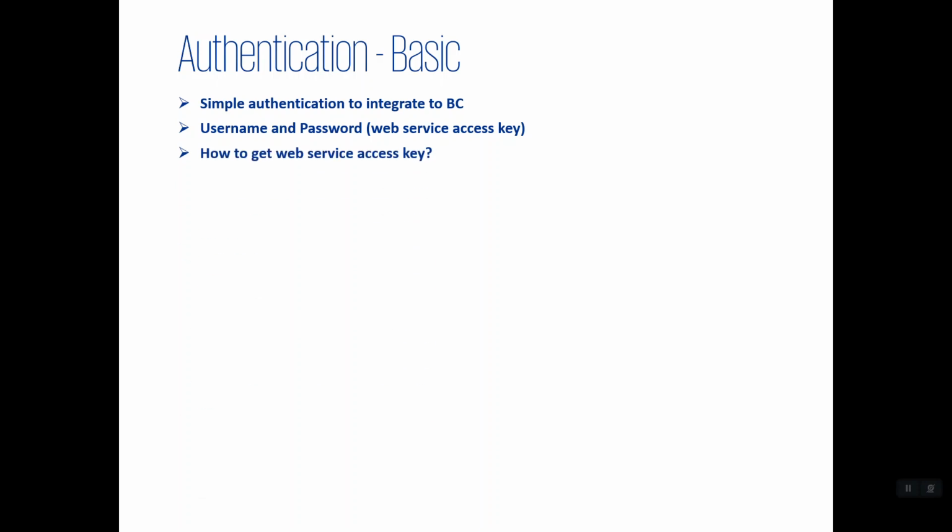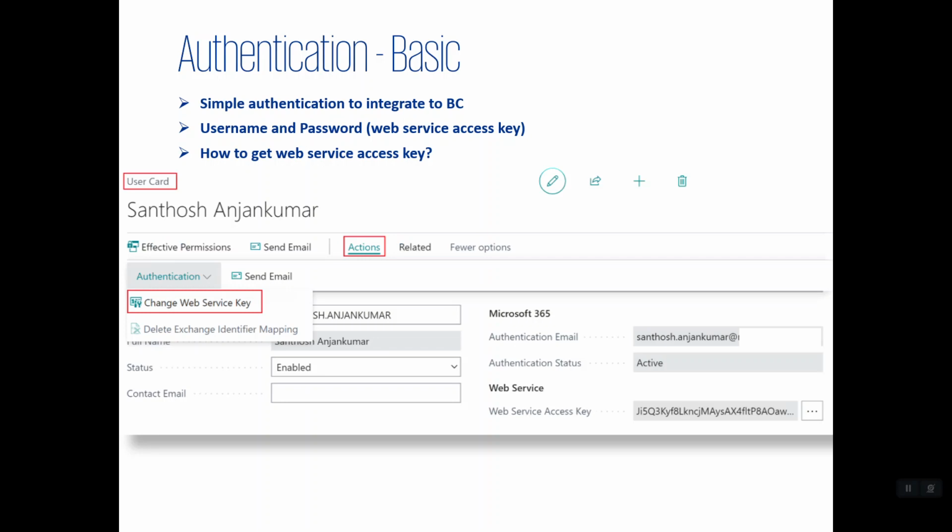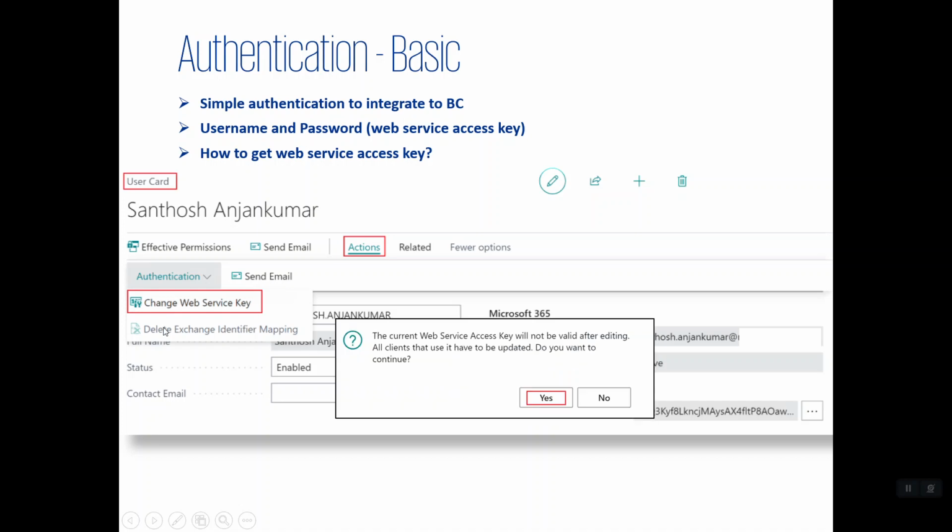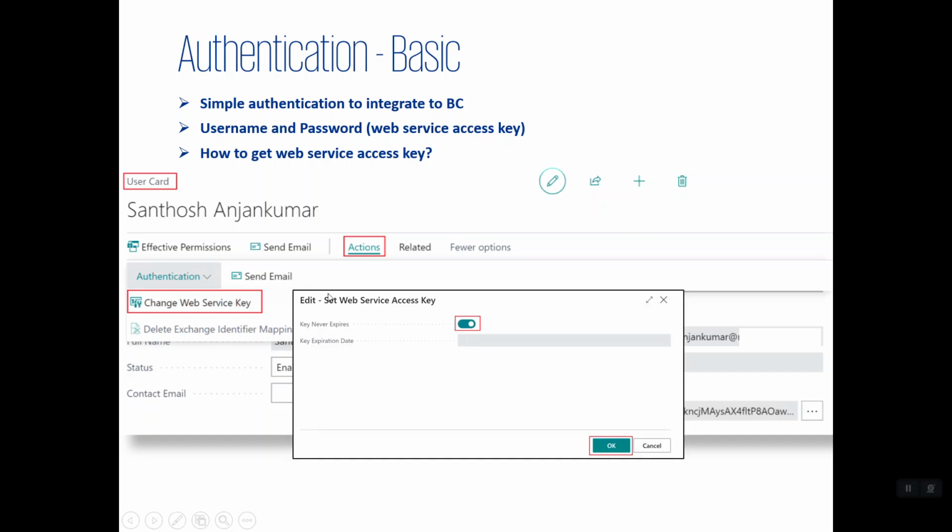We'll see this now. In the user card, if you go to user setup and user card, you can see there is a web service access key over here. If it is already expired, then what you need to do is just click on the actions and click on change web service key. Once you click on change web service key, you can see a prompt asking if you want to generate a web service key, and it will override this one. If you say yes, it will open up this window. If you want to set a date, you can set it. If you click on this one, the key will never expire. Click on OK, and it will generate the web service access key.